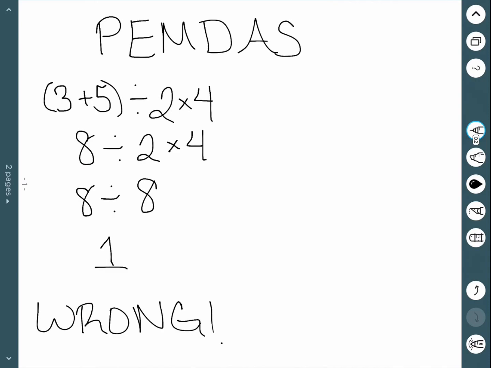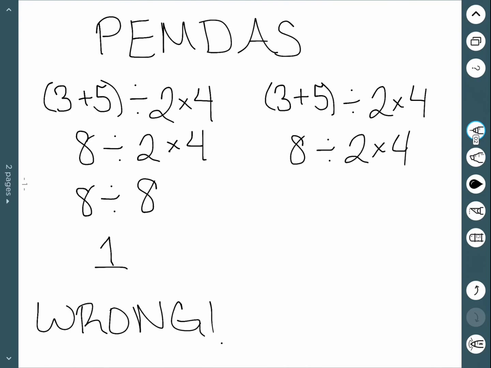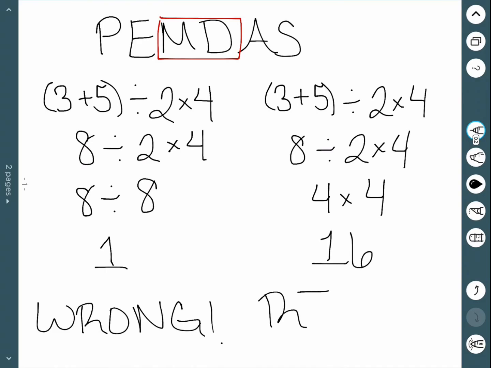We missed a key component in order of operations. Let's try again. We do still want to do the parentheses first. 3 plus 5 is 8. However, the M and D inside of PEMDAS are actually done on the same level. So we actually do these in order from left to right at the same time. So the first thing we actually do is 8 divided by 2, which is 4. And then 4 times 4, which is 16. And this is the right answer.